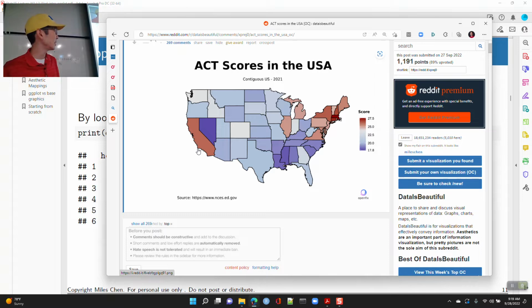What do you think is going on? Why is California so bright red compared to Nevada and Arizona? Yeah, what do you think? A high amount of immigrant families wanting their kids to study more so they can get ahead. So you just force your kids to study.